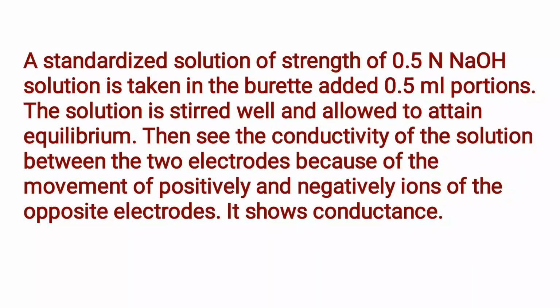What happens? Before the titration, only the mixture of acid is present. This mixture contains hydrochloric acid and acetic acid. Hydrochloric acid is a strong acid and acetic acid is a weak acid. The titrant is sodium hydroxide, which is taken in the burette. A standardized solution of strength 0.5 N sodium hydroxide is taken in the burette and added in 0.5 ml portions.